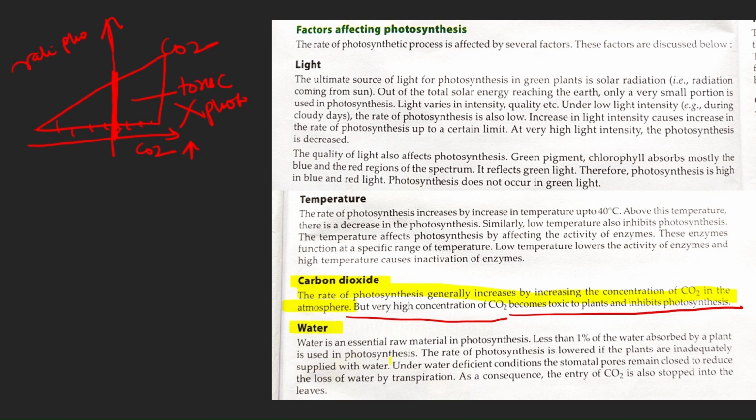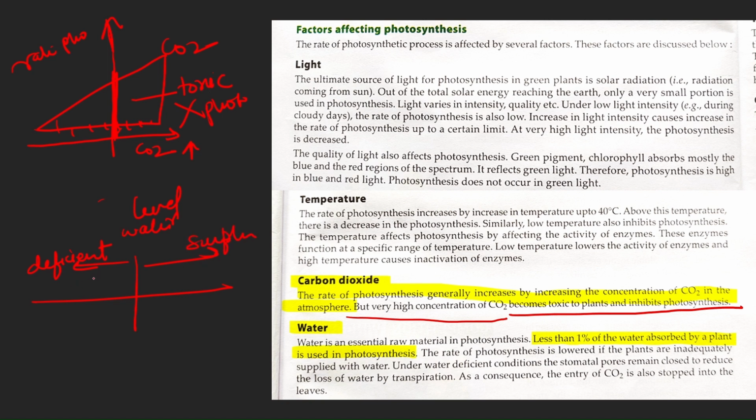Next is water. Water is an essential raw material in photosynthesis. Less than 1% of the water absorbed by plants is used in photosynthesis. So the level of water in the plant affects the rate of photosynthesis. This is a water deficient condition. This is a water surplus condition.